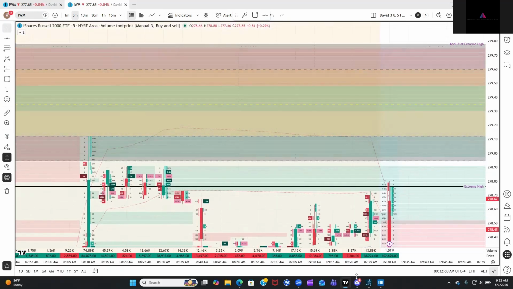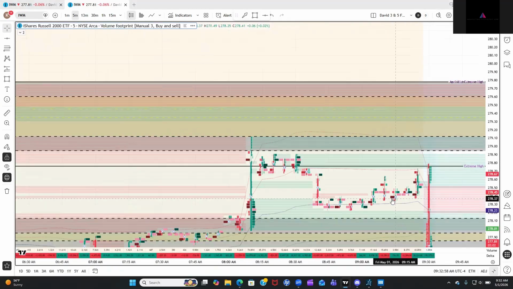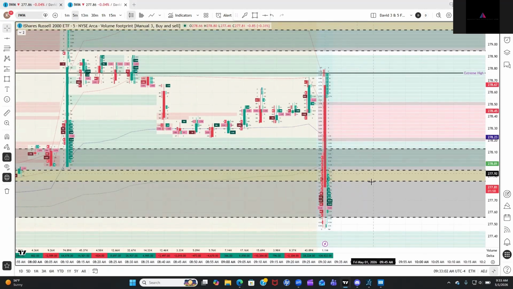And I got some more Discord members. Let's see what they're saying. Full go. Oh, he got the calls. Okay. Fire. See, that was that area here, right? This is where I was looking to potentially get in here on the call side with the focus of 277.95 to 277.86. But for me, you can't neglect orders.